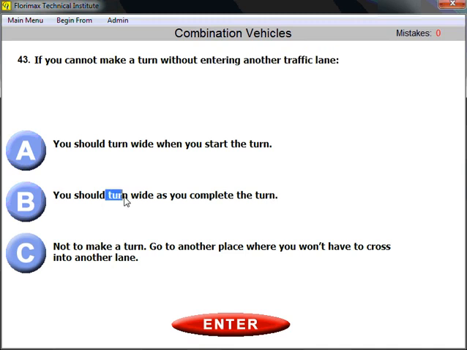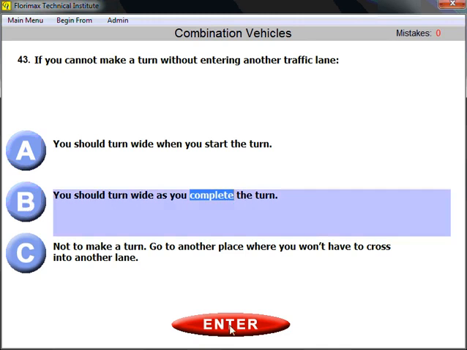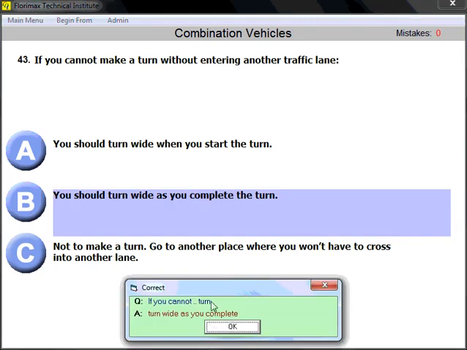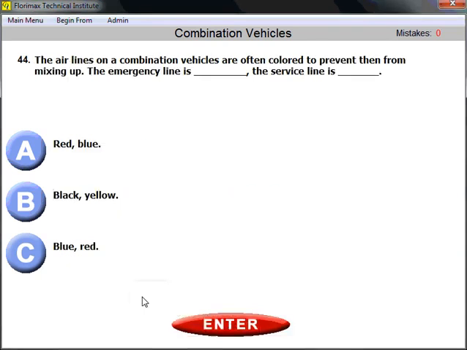You should turn wide when? Oh, as you complete the turn. Not when you start, not in any other place. You should turn wide as you complete the turn.